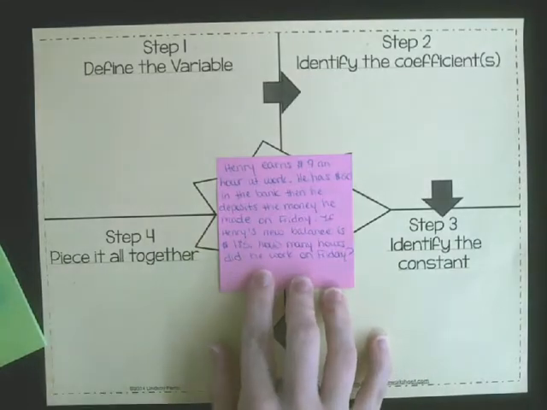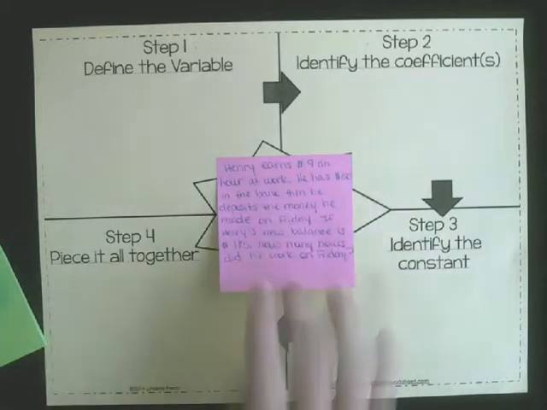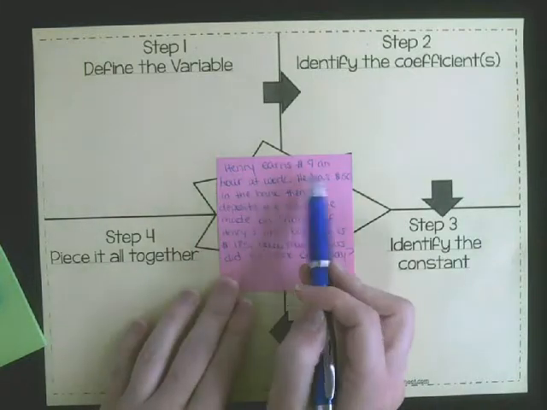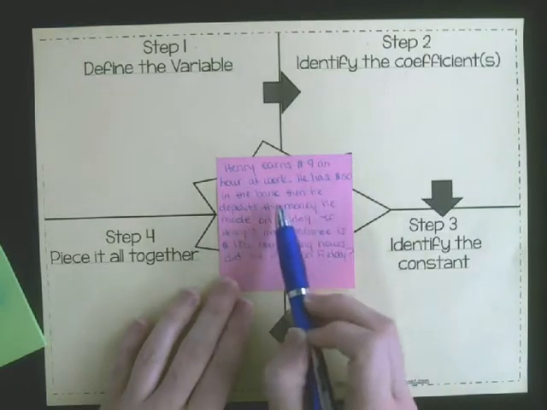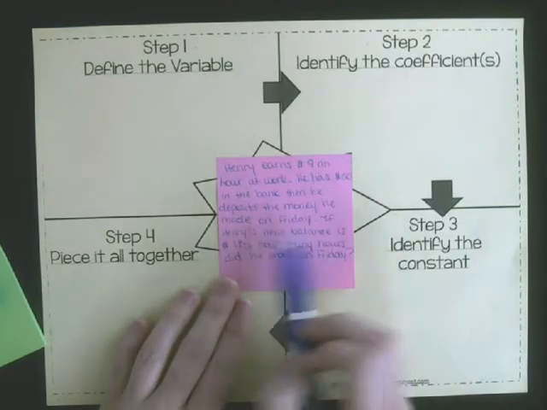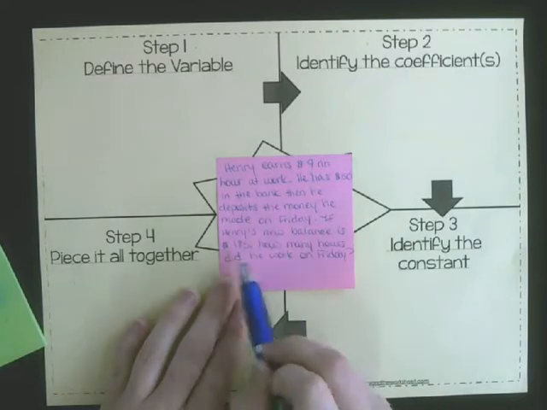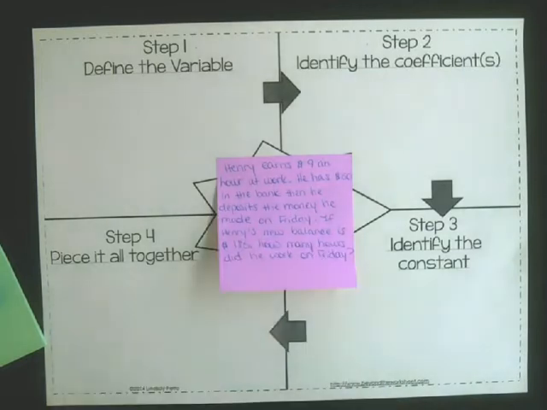You can write it on a separate piece of paper and add it later, or you can just cut and paste a piece of paper and add it. But I want you to rewrite it to say, Henry earns $9 an hour at work. He has $50 in the bank, then he deposits the money he made on Friday. If Henry's new balance is $185, how many hours did he work on Friday?